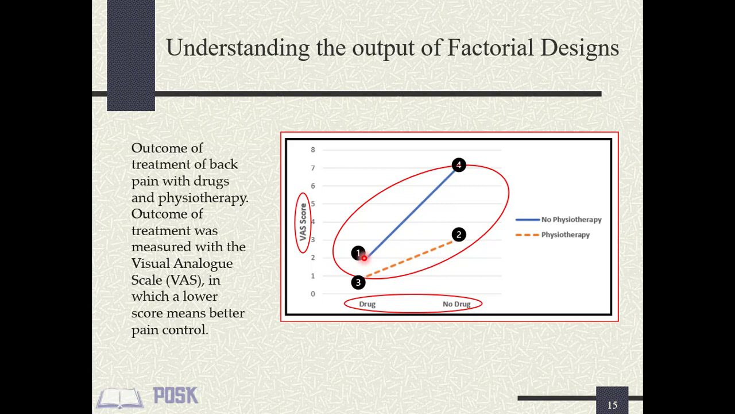Secondly, the difference between the drug and no drug group was greater for no physiotherapy than for physiotherapy subjects. For example, the patients who had no physiotherapy when given drug had a VAS score of 2, and when they had no drug had a VAS score of 7. Whereas those who were given physiotherapy had a VAS score of 1 when they had drug along with the physiotherapy, and a VAS score of 3 when they were not given any drug.